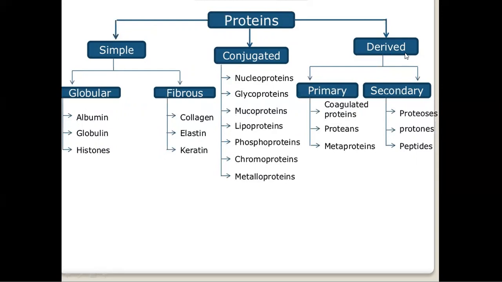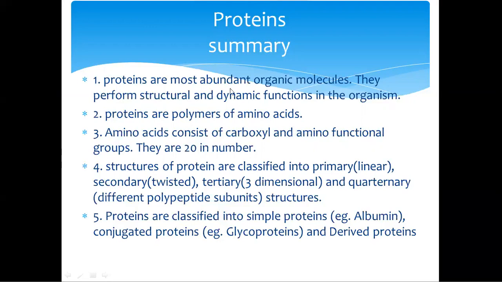The third one is derived proteins, which are derived from simple proteins and conjugated proteins and are of two types: primary and secondary derived proteins. And finally, the summary part. Proteins are the most abundant organic molecules. They perform structural and dynamic functions in organisms. They are useful for the construction of the cell membrane and also for metabolic reactions. And these proteins are made up of polymers of amino acids.